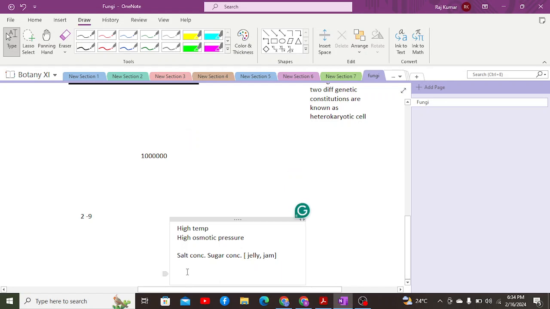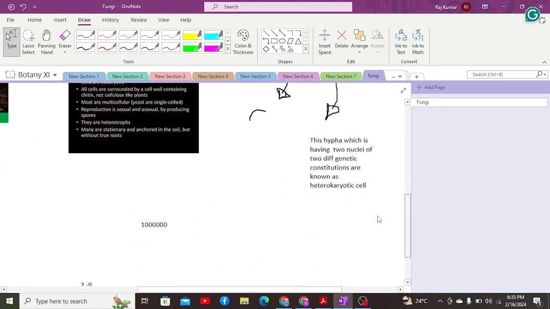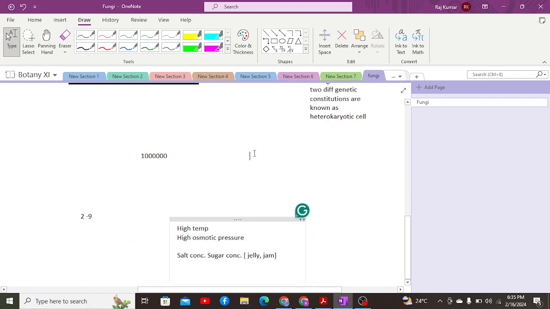And another MCQ point I would like to highlight is about their mode of nutrition. Mode of nutrition is divided into several types, such as saprotrophic. In the saprotrophic mode of nutrition, the modified hypha is known as the rhizoid.